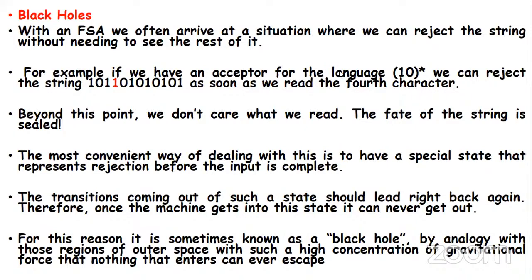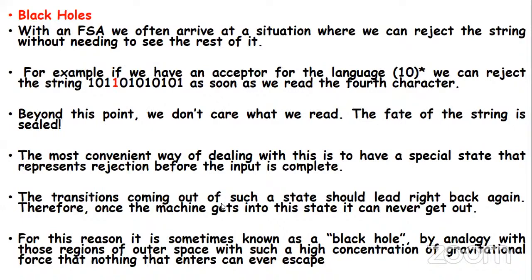Okay. All right. Thank you, Lawrence. So with an FSA, we often arrive at a situation where we can reject the string without needing to see the rest of it. For example, if you have an acceptor for the language 1, 0, asterisk, we can reject the string 1011010 like that as soon as we read the fourth character. Beyond this point, we don't care what we read. The fate of the string is sealed.